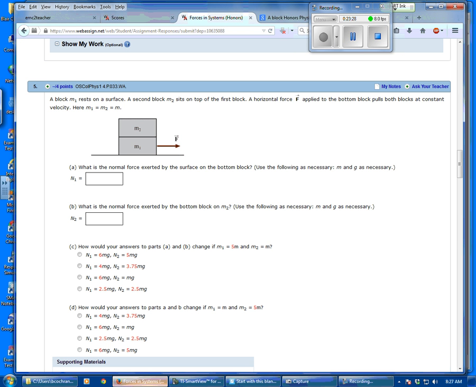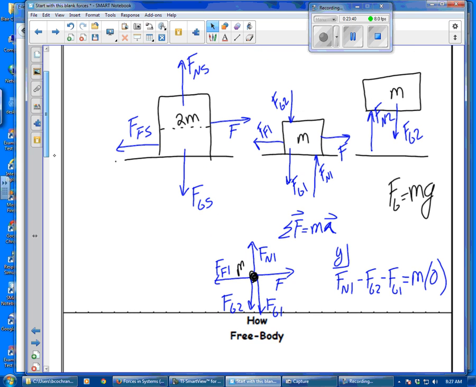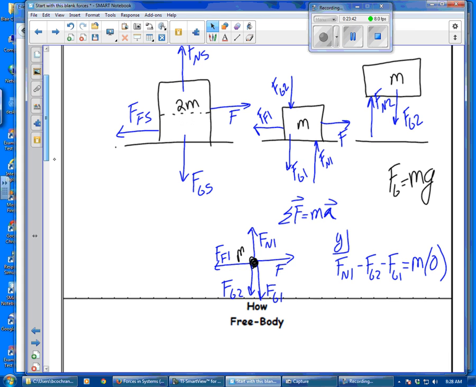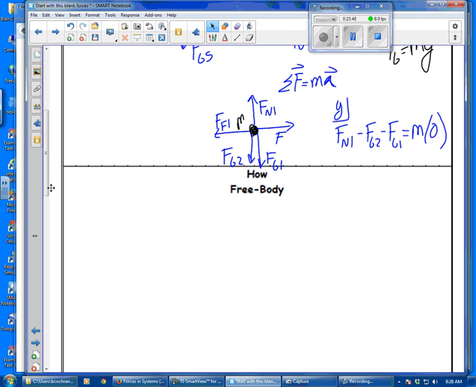Then looking at part B, the normal force exerted by the bottom block on M2, on this top block. So I'm going to use the top block's free body, or force diagram, for that. And so I would start with my equation. Sum of the forces equals ma.